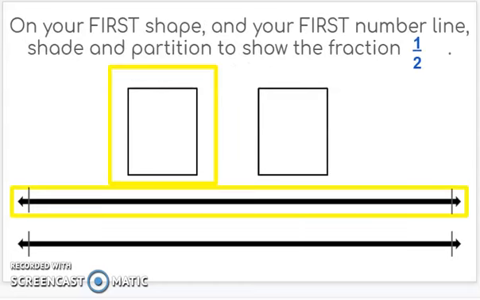On your first shape and your first number line, shade the shape and then partition the number line to show the fraction 1/2. Don't forget to label on your number line where 0/2 and 1/2 is as well. Get used to push and pause if you need to. Pause the video and on your first shape and first number line, show me how you would represent 1/2 and then push play again.